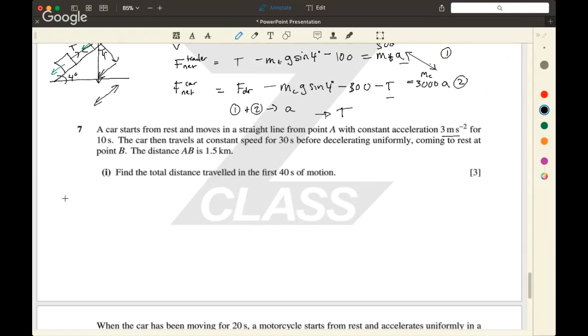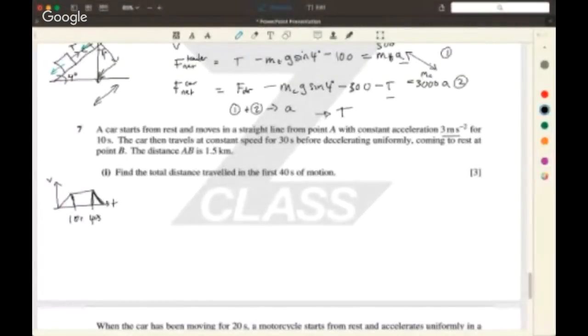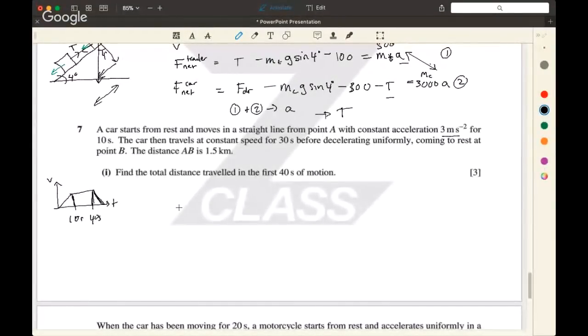So the velocity time graph is going to look something like this, where that's 10 and that's 40 seconds. So at this period it's accelerating, at this period it's a constant speed, at this period it's decelerating. Remembering that the acceleration is the slope of a velocity time graph.